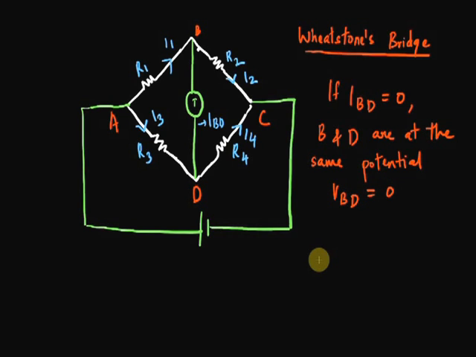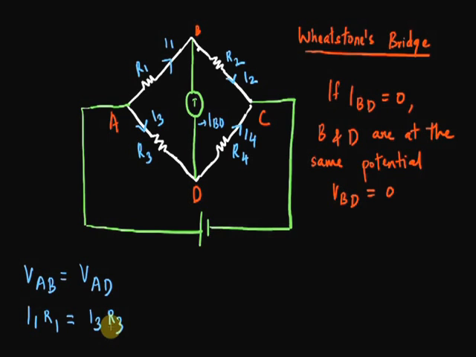So when B and D are at the same voltage, what can we say about the voltage difference across AB and AD? At one end, A is the common point, and at the other end, B and D are at the same potential. So when B and D are at the same voltage, VAB must be equal to VAD, right? And if we were to express this using our V is equal to IR relationship, I1 times R1, which is VAB, will be equal to I3 times R3, which is VAD.